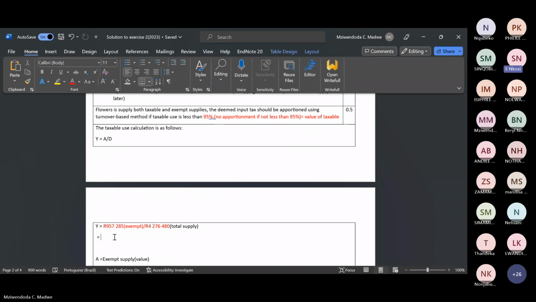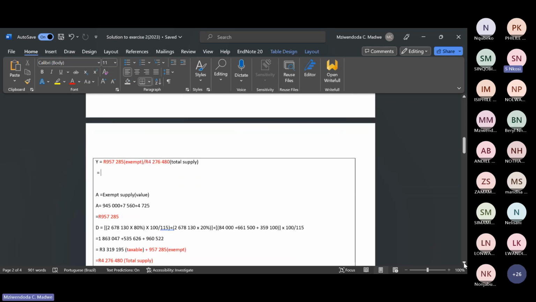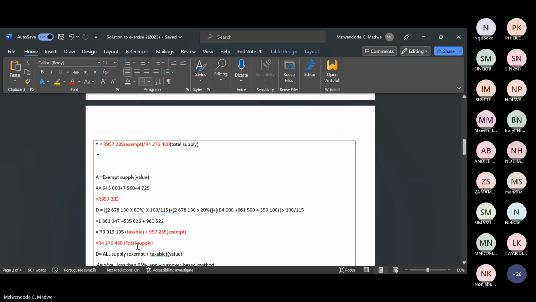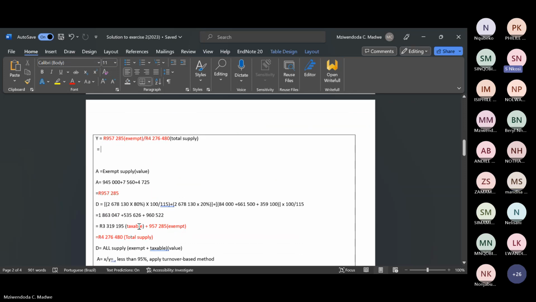There is an error in our calculation. Here, it's supposed to be 3 million, 3,359,195. Then the total, eternally exempt, is 4,316,408. Okay. Thank you so much.